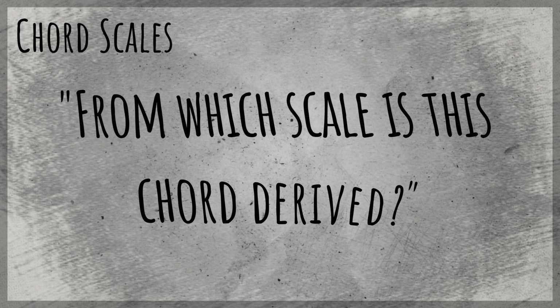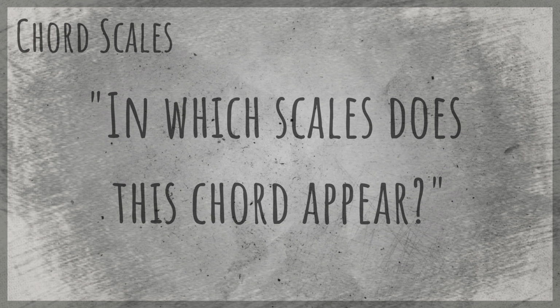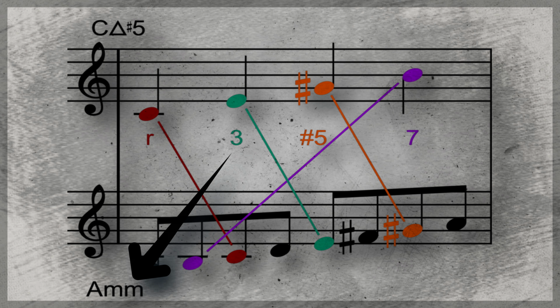For this approach, consider the following question. From which scale is this chord derived? Or, in which scales does this chord appear? In this case, A melodic minor fits nicely with C major 7 sharp 5 because it contains the root, third, sharp 5th, and 7th of our chord.